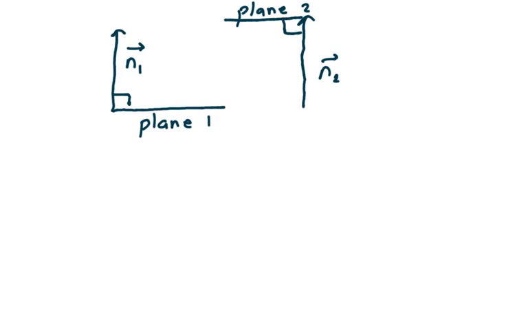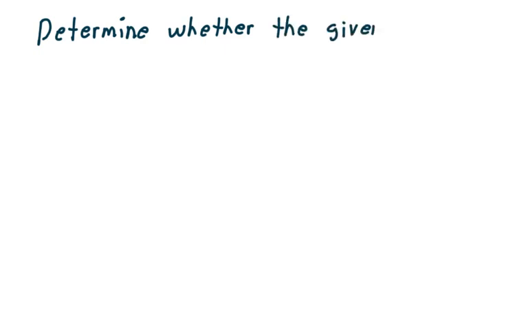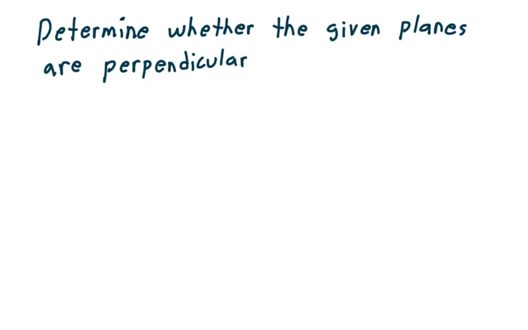Now, let's take a look at this one. Suppose I ask you, determine whether the given planes are perpendicular. So again, we can look at the normals. If the normals are perpendicular, the planes have to be perpendicular.